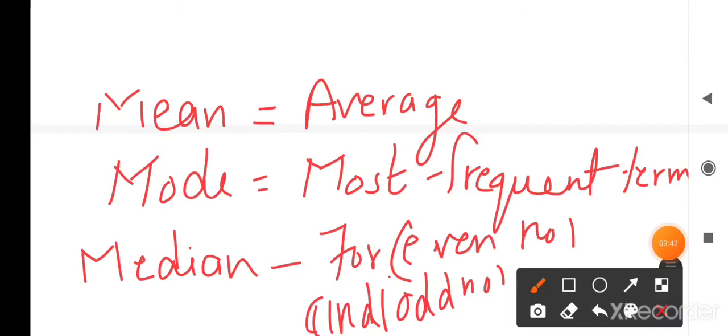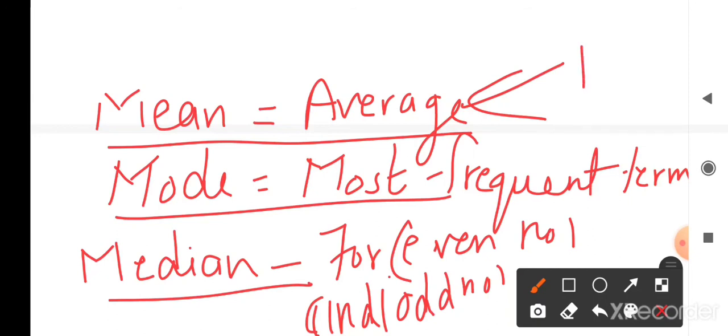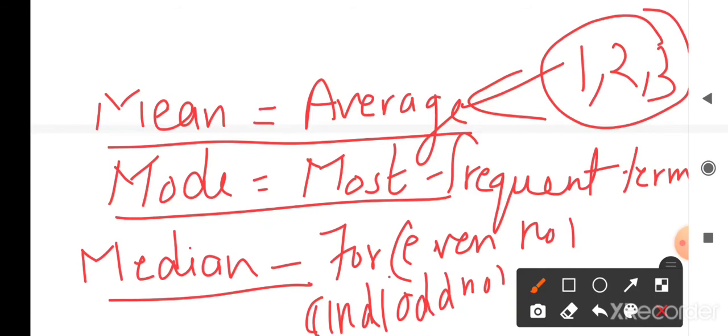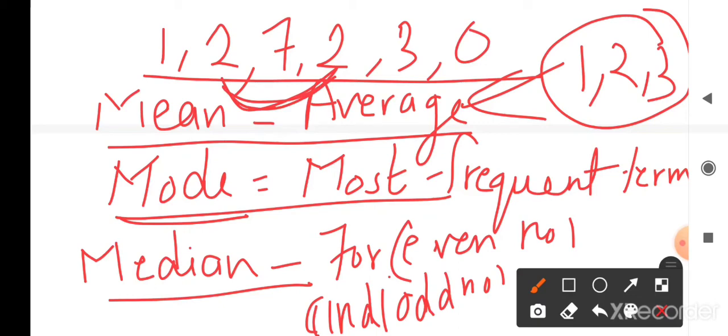Now, before going to the next exercise, which is the last exercise of this chapter, first we will talk about mean, mode and median. Mean means average. If you have to find the mean of 1, 2, 3, first you will add all these 3 numbers and divide by the number of terms, which is 3. And mode: for example, 1, 2, 7, 2, 3, 0. In this data, which term is the most frequent? 2 is coming the maximum number of times, so the mode will be 2.